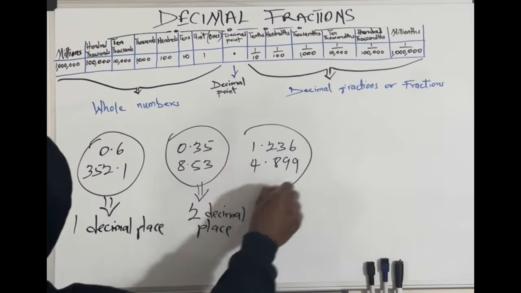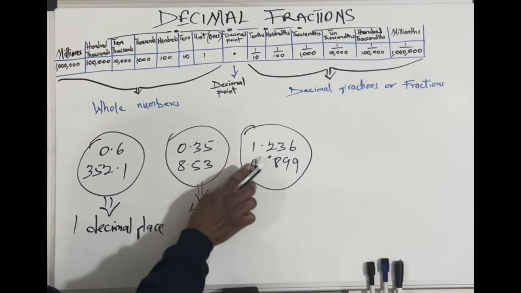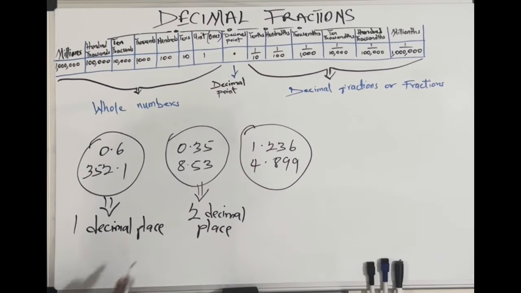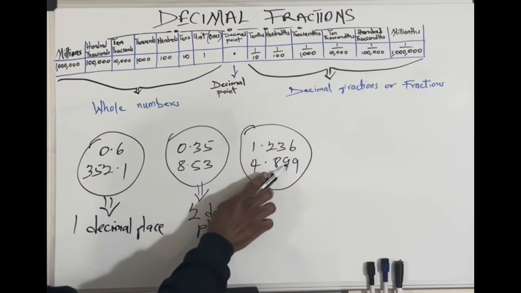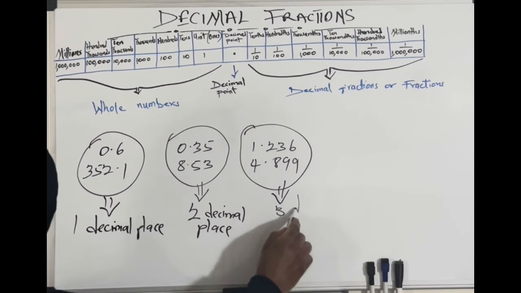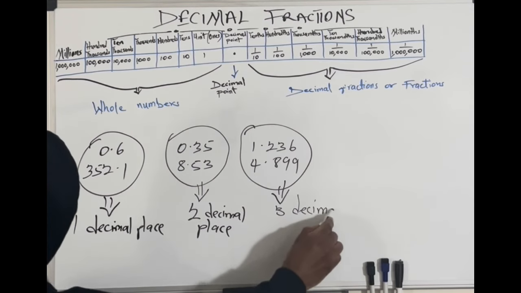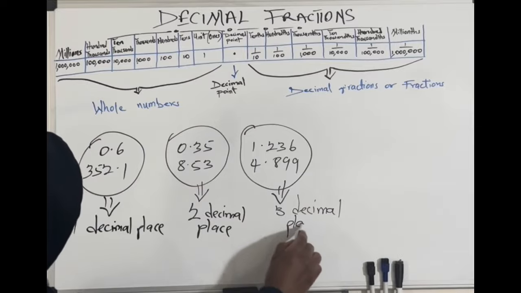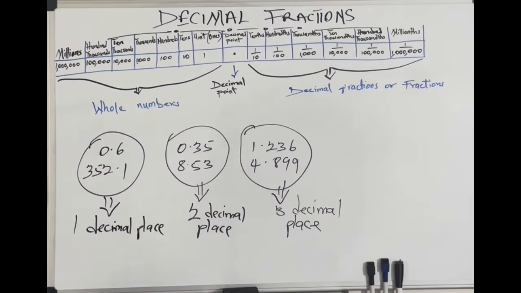Now what about this? After the decimal point, we have 1, 2, 3 numbers. So it will be said to have what? 3 decimal places.